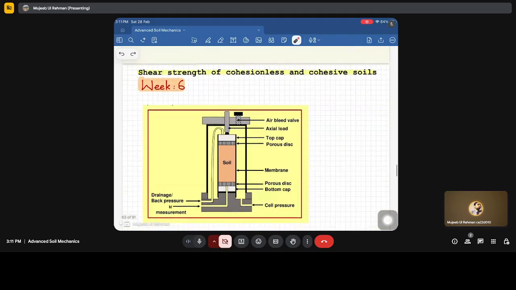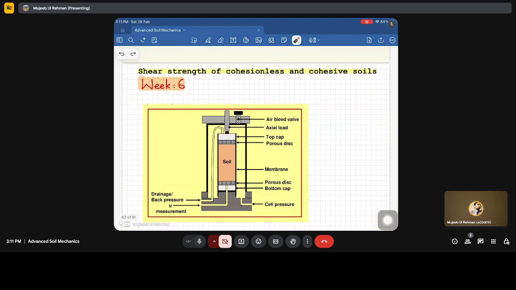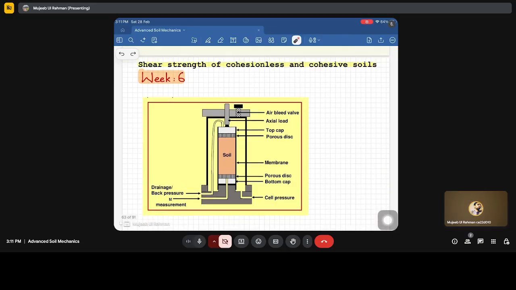So in this course also we will be dealing with the shear strength of cohesionless and cohesive soils, and as you know, in the last session we learned about the pore water pressure parameters, Skempton's parameters, Henkel's parameters, and the relation between them. Now in this week 6 we will be going through the triaxial testing and the different tests that we are doing in the conventional triaxial setup, and how we are interpreting the results of the different tests that we are doing in the triaxial test or conventional triaxial setup.